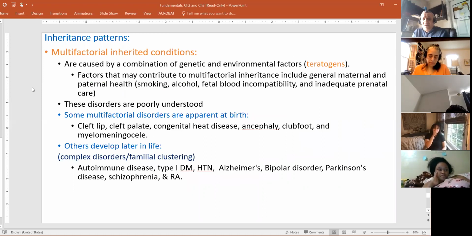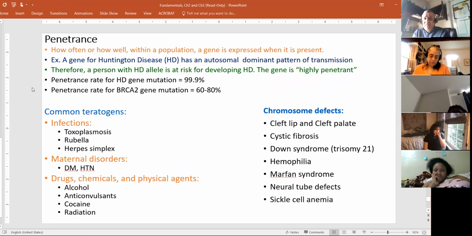And then the multifactorial inherited conditions. These are the health diseases or disorders that involve more than just the genetic predisposition. You can add to that also the environmental and maternal factors. Even when we discuss autoimmune disease, diabetes, hypertension, Alzheimer's, all of these cannot be discussed without considering the environmental or maternal factors, in addition to the genetic. That's why we call it multifactorial inherited conditions.